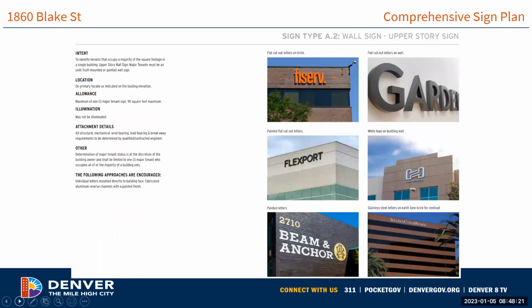And then here is the one upper story wall sign, which is proposed as A2 and is in orange in the package. The upper story wall sign is for a major tenant only that occupies all or the majority of the building. Only one sign and location is allowed, and it's on the non-contributing portion of the structure. The sign will be constructed of high quality materials. The upper story wall sign will not be illuminated and will be reviewed by the LDBRC prior to permitting.